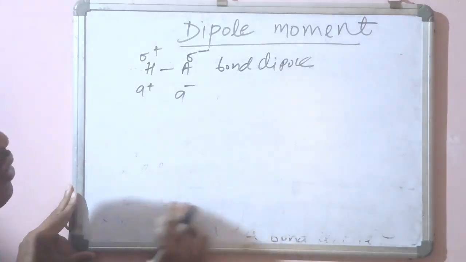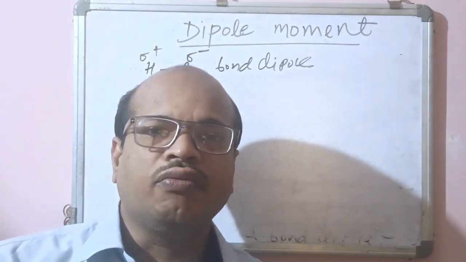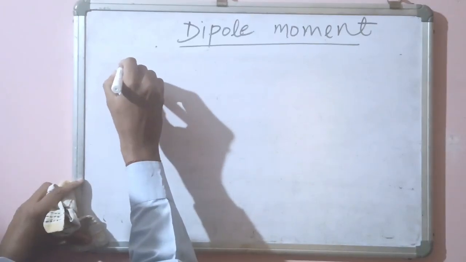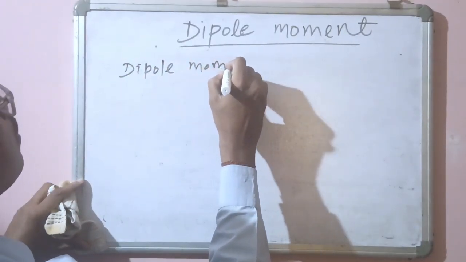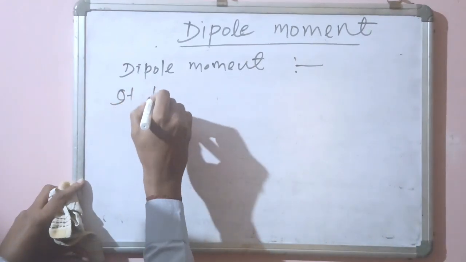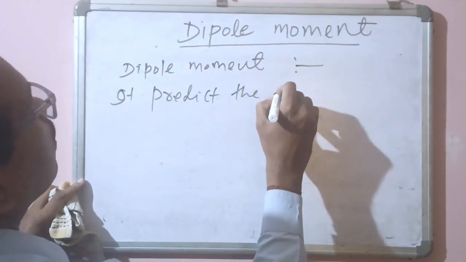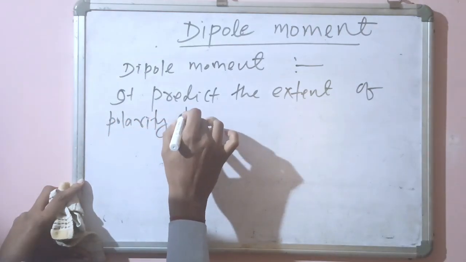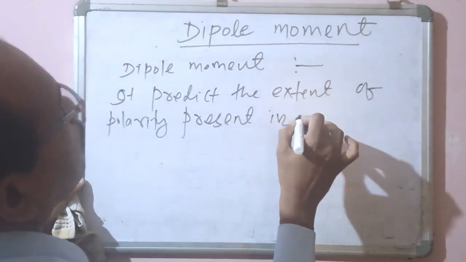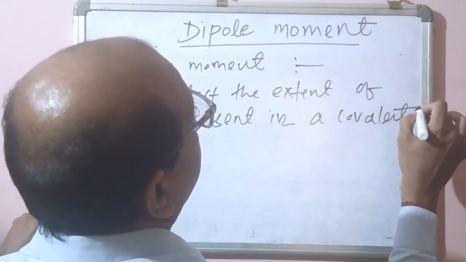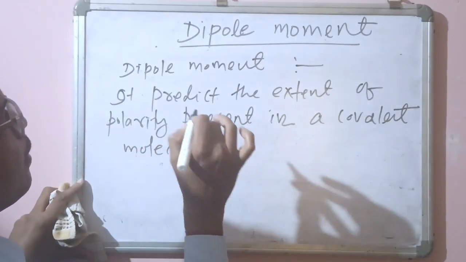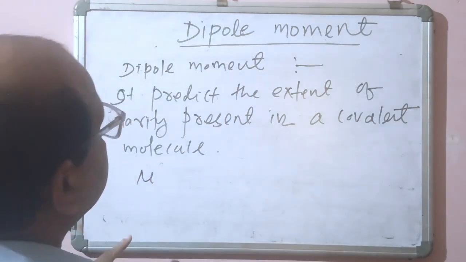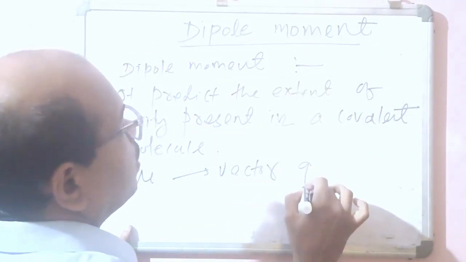Now let's discuss what is dipole moment. Dipole moment predicts the extent of polarity present in a covalent molecule. The extent of polarity present in a covalent molecule is called dipole moment, and this dipole moment is indicated by mu, and it is a vector quantity. Dipole moment is a vector quantity.